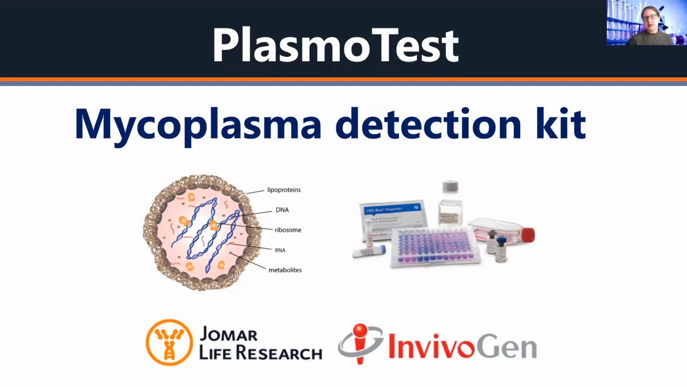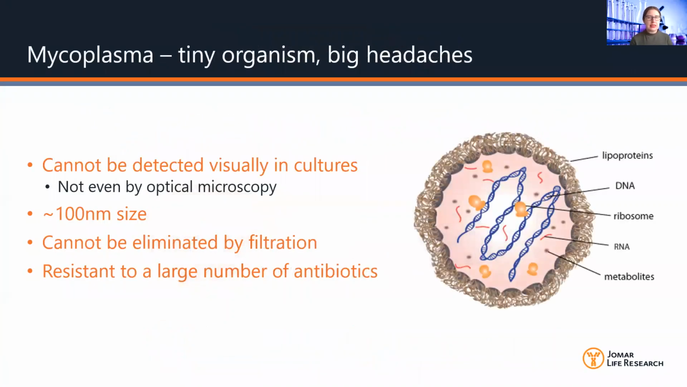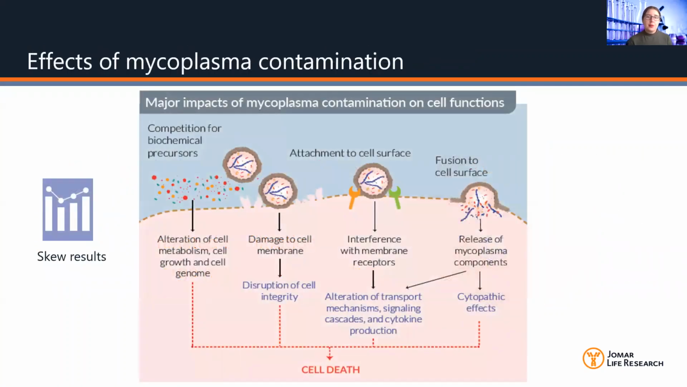This video is to provide you with information about Mycoplasma contamination and PlasmoTest. Mycoplasma is the smallest and simplest self-replicating organism. Mycoplasma contamination cannot be detected visually or even by optical microscopy. Mycoplasma contamination is problematic for a multitude of reasons.